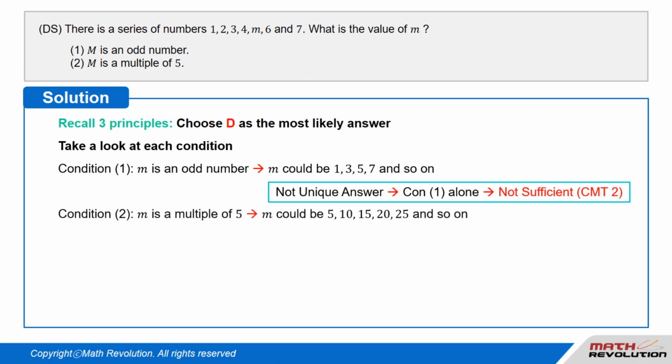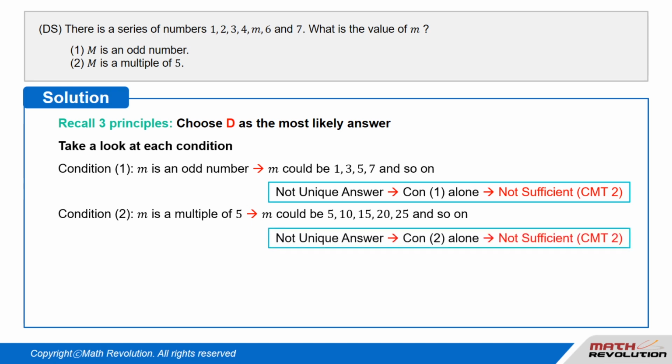Condition 2 tells us that m is a multiple of 5, but there are various possibilities as m could be 5, 10, 15, 20, 25, and so on. Therefore, the value of m is not unique and the condition is not sufficient by CMT2, which means that the number of answers must be 1.